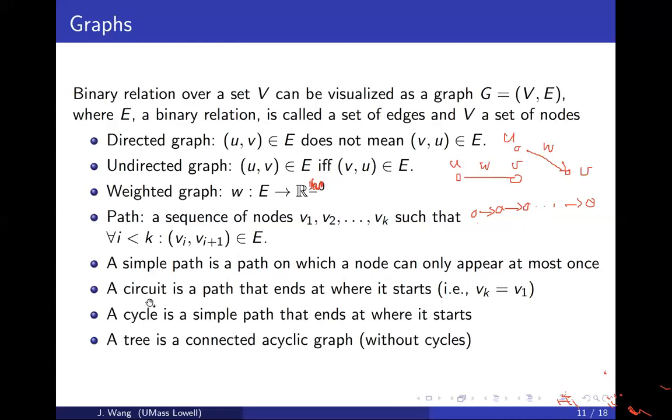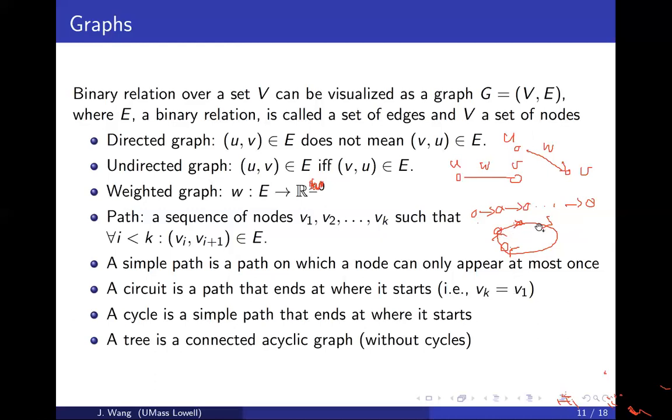And similarly, we can define a circuit. A circuit is a path such that the last node is the same as the beginning node, which means you form a circuit. So there's a beginning, and then this is also the last. If it's directional, you have an arrow. If it's unidirectional, you don't have an arrow. So that's called a circuit.